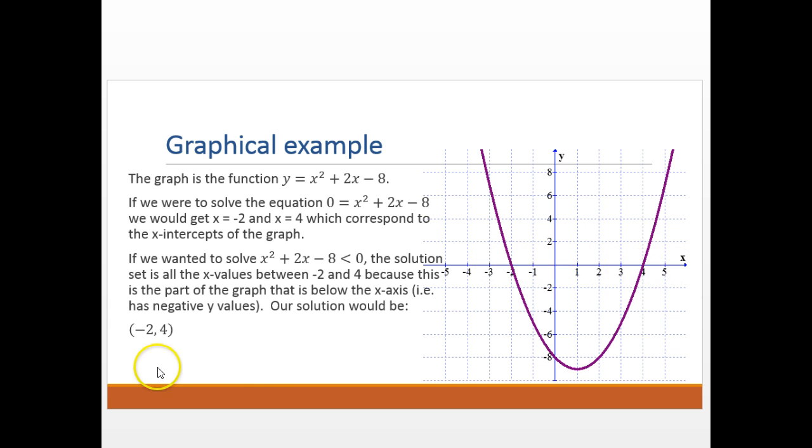So our solution would actually be the interval negative 2 to 4, because for any x value between negative 2 and 4, say 0, plug 0 into y, you get negative 8. You plug any other x value between negative 2 and 4 into this equation, it's negative. So the solutions of this one are everything between negative 2 and 4.